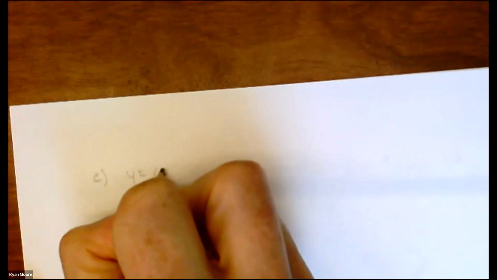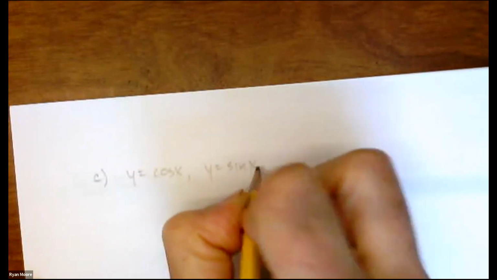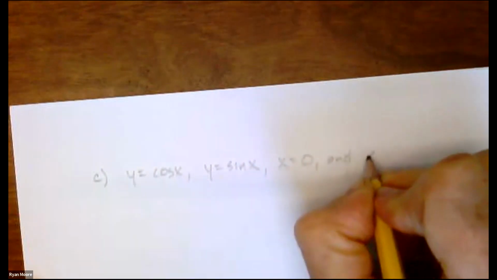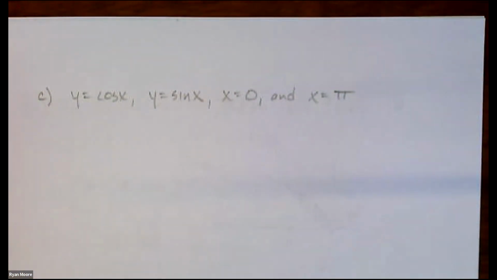Let's look at one more. Let's do part C in this video. Y equals cosine x, y equals sine x, x equals 0, and x equals pi. Again, we're going back to having some vertical lines. Something's going to be different about this.